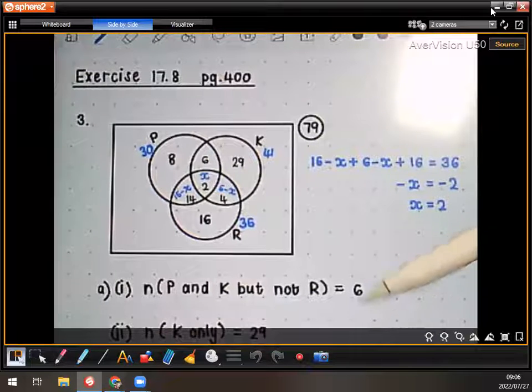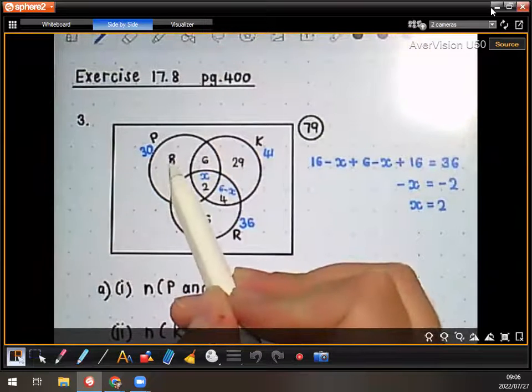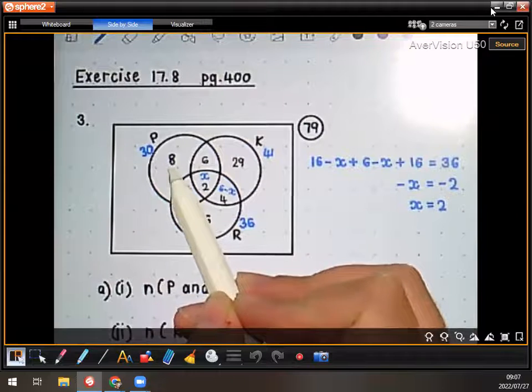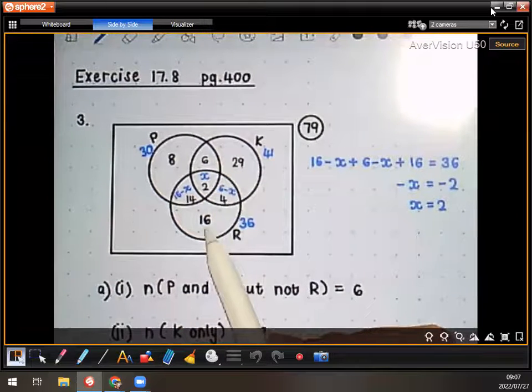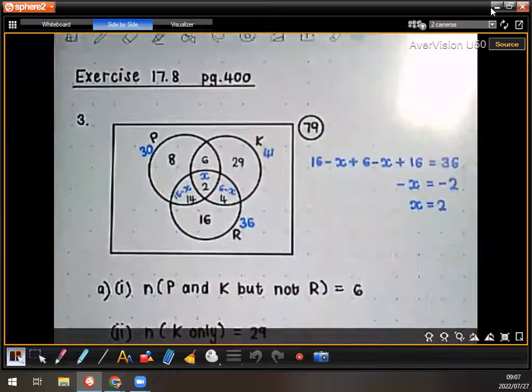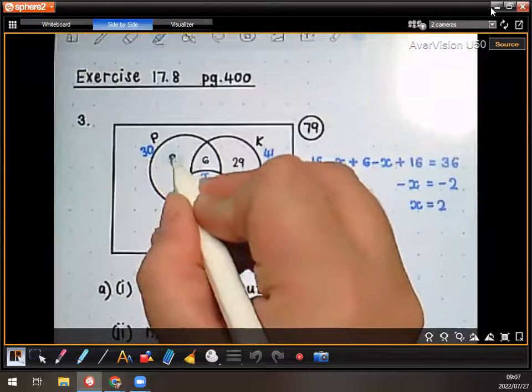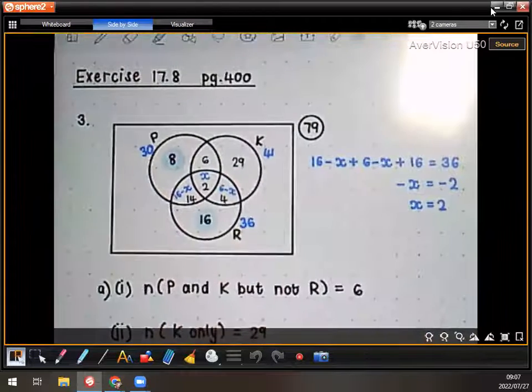There are 8 learners who like pop only, so we could pull that in, and 16 who like rap only, so we could pull that in. Those two values were actually given. I'm just going to highlight those. So the 8 was given and the 16 was given, so you could pull those in on the top.